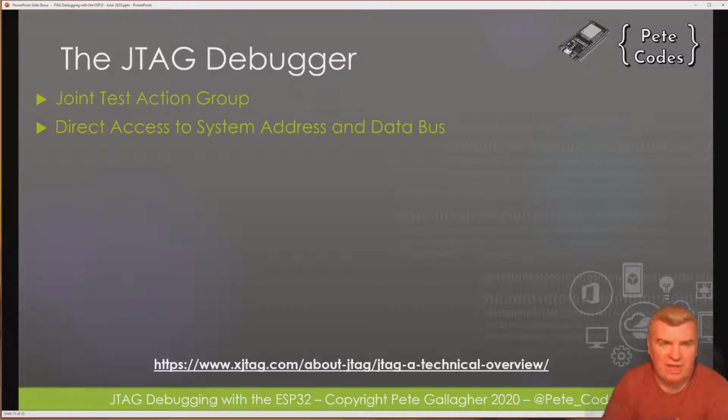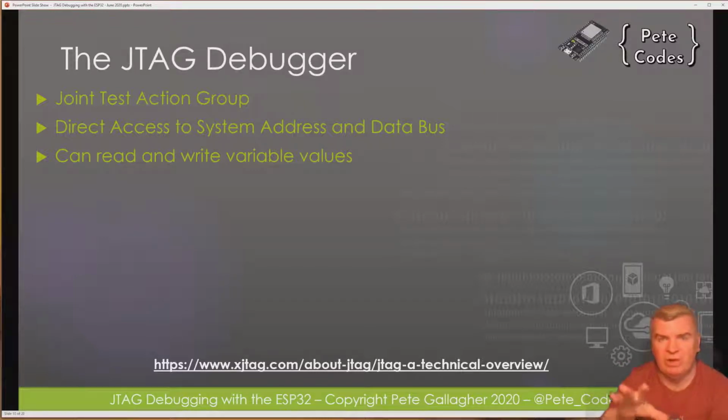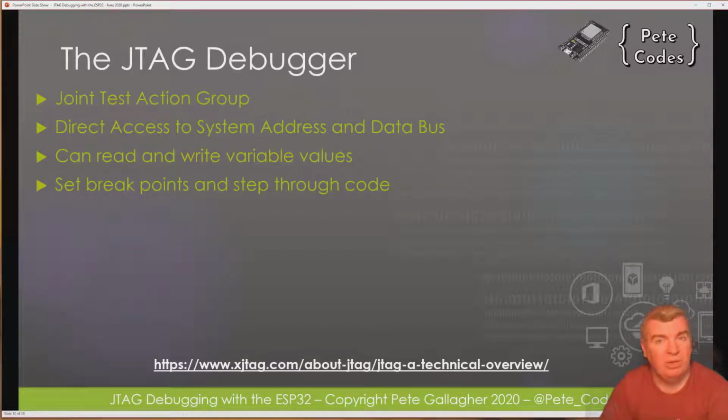So this Joint Test Action Group thought that what they could do is build in some functionality into ICs to allow you to be able to exercise these chips directly. So it allows you to be able to read and write values inside the chip, register values, and turn on pins and turn off pins and things like that. That's really what it was developed for. But we can also use it to set breakpoints and step through code, which is the exciting part for anybody who wants to do any Arduino programming, because debugging Arduino can be painful, to say the least. And this JTAG device gives you the facility to do that.